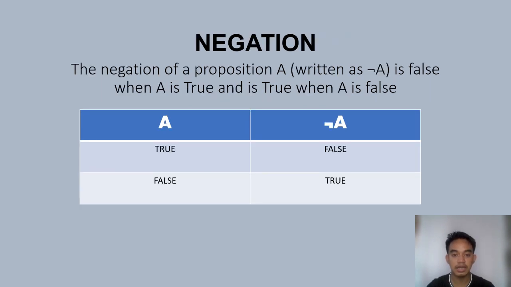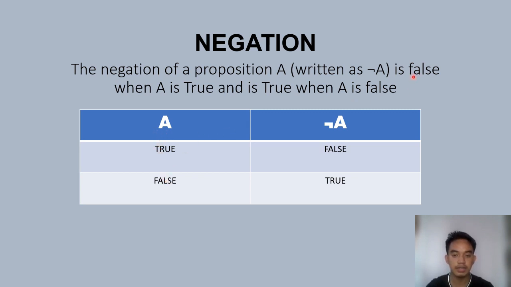Let's proceed to the negation. The negation of proposition A is written as not A, or this is the sign of negation. Here, as you can see, it is false when A is true and is true when A is false. So let's see the example of the negation connective. Here is the sample table. There is a proposition A where the truth value is true, false.